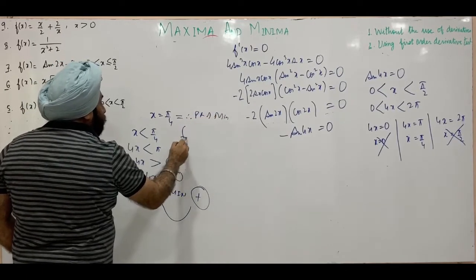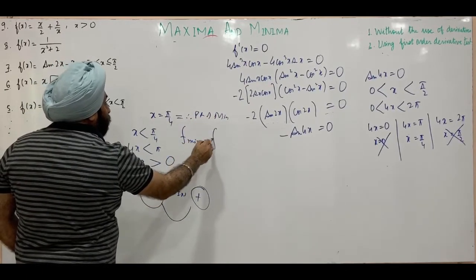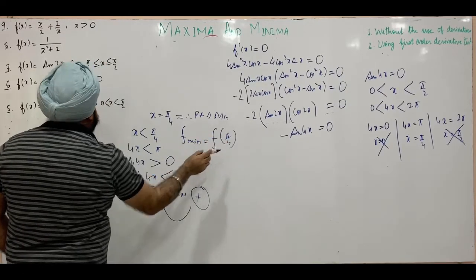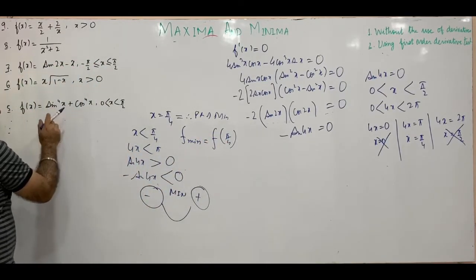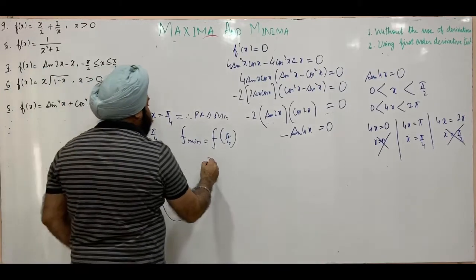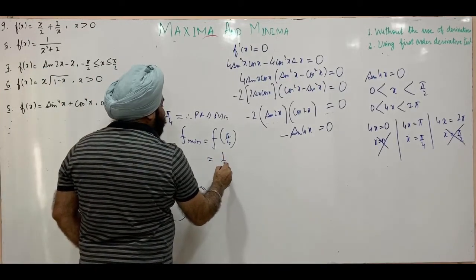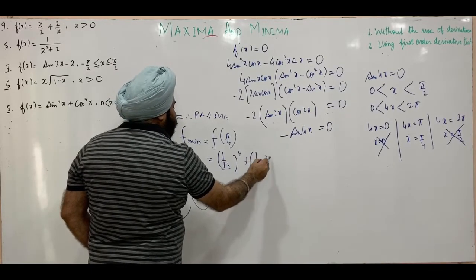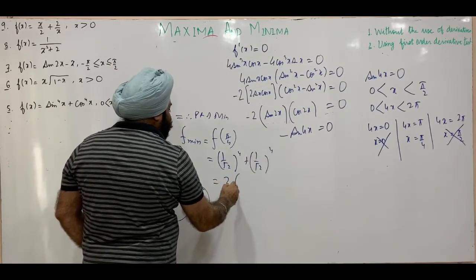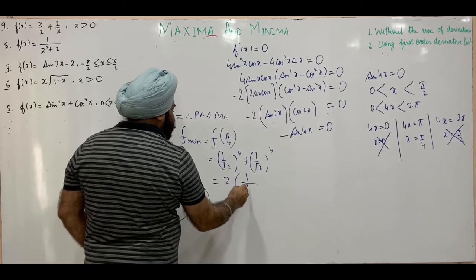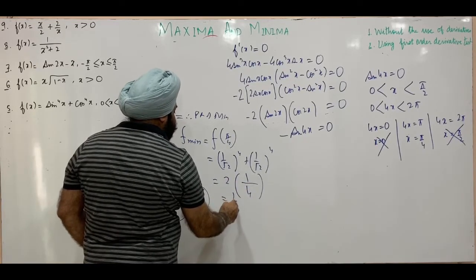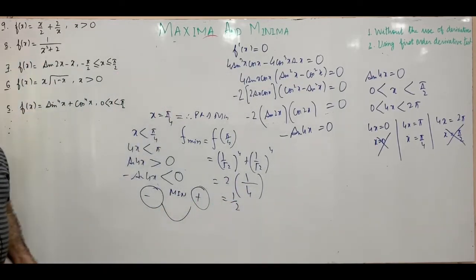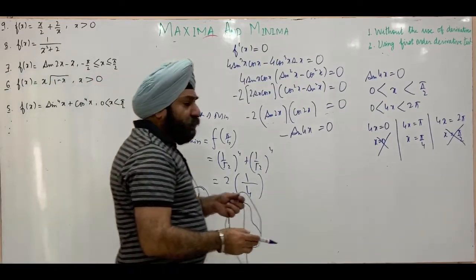And what about the minimum value of the function? That will be f of pi by 4. Substitute x is equal to pi by 4 here. So this will be sin pi by 4, that is 1 by root 2 raised by 4, and plus 1 by root 2 raised by 4, that is 2 times 1 by 4, or this is 1 by 2. So the minimum value of function is 1 by 2.